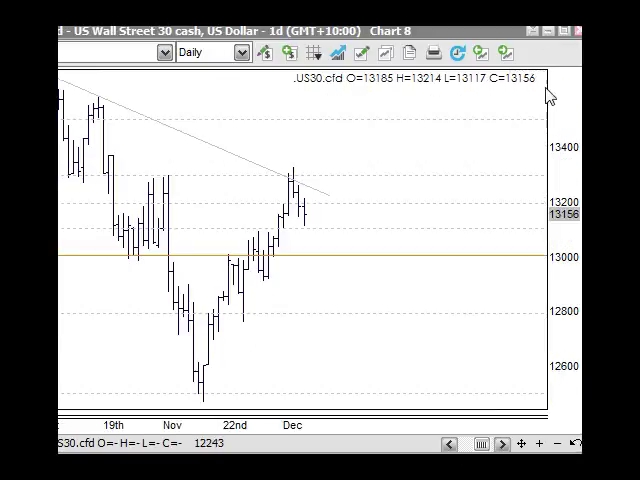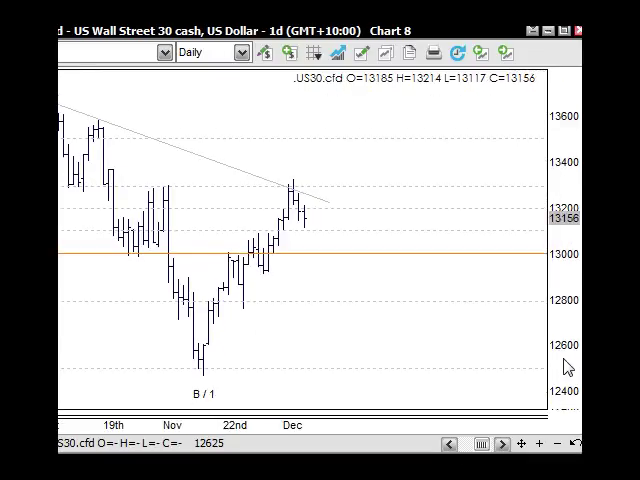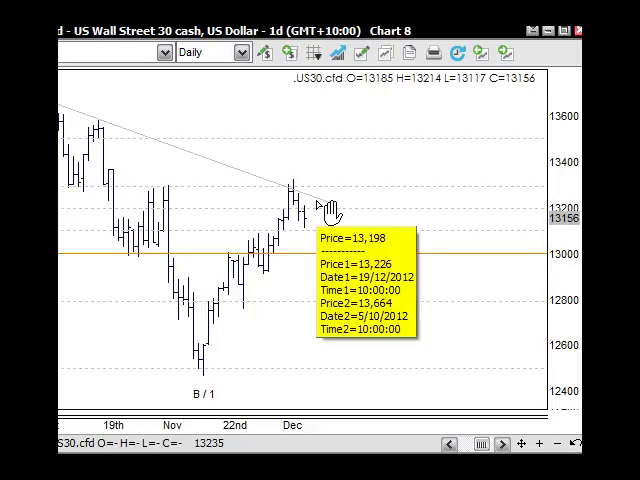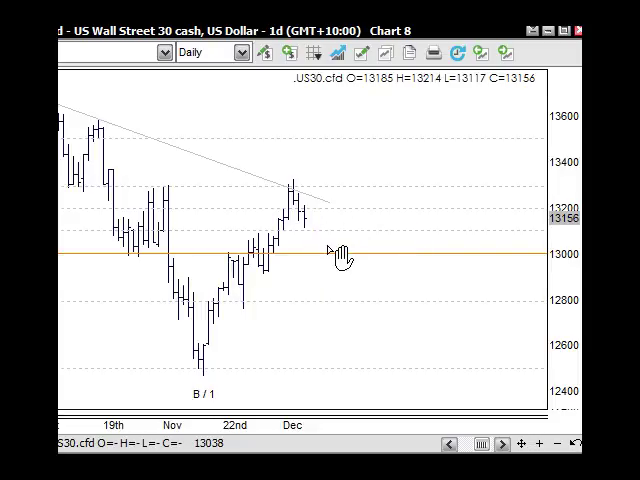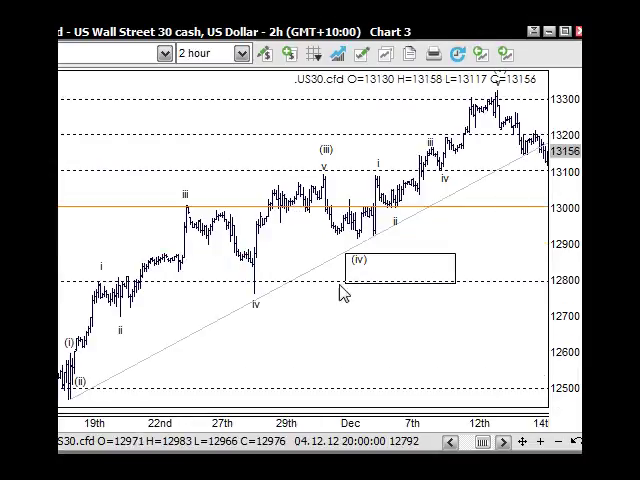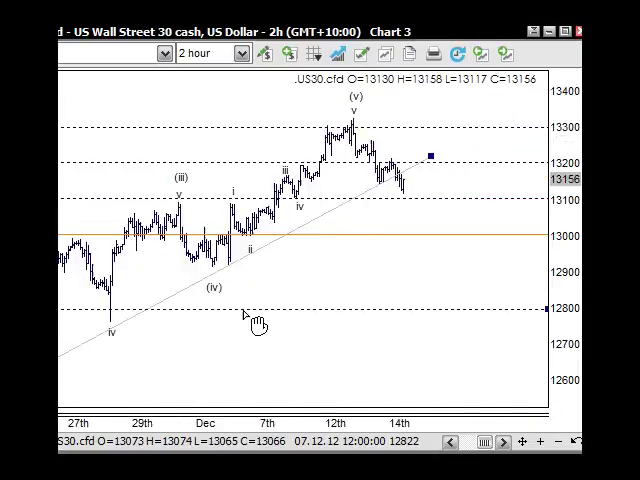Same with the Dow Jones as well. This is just the daily chart here. So this move we've got down through here will be five waves as well. So we'll see some sort of retest to the upside there, and then another five waves down, pretty much bringing it back down into the 13,000, retesting it as support.